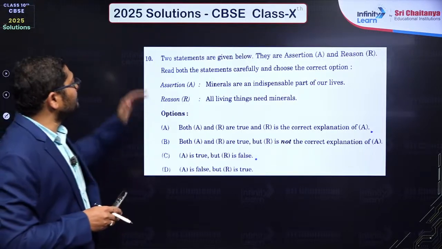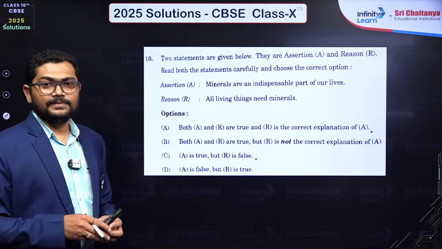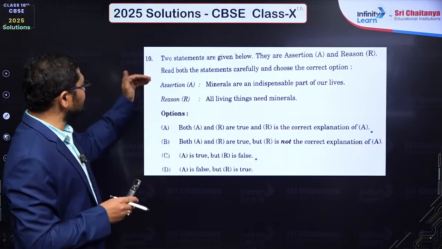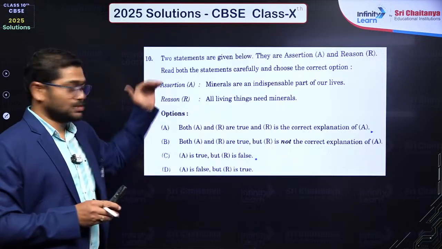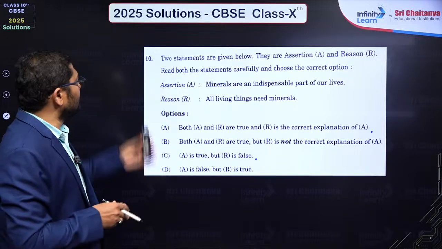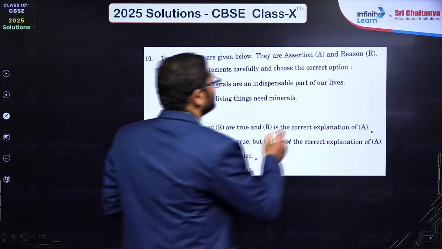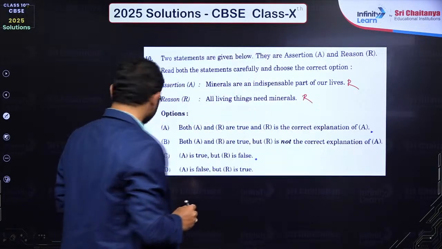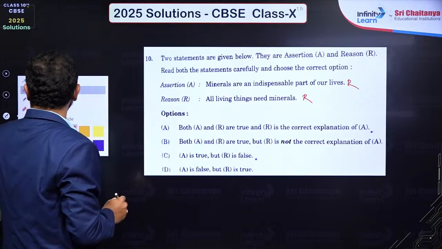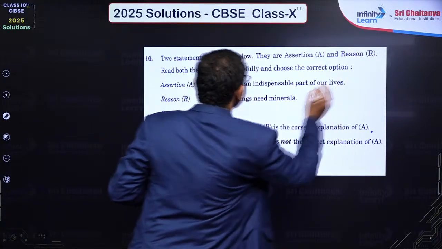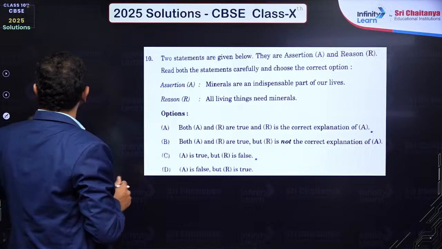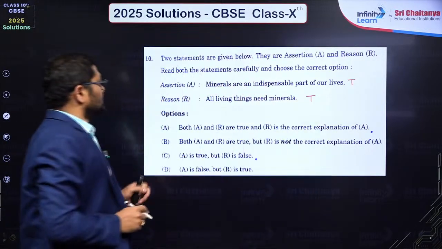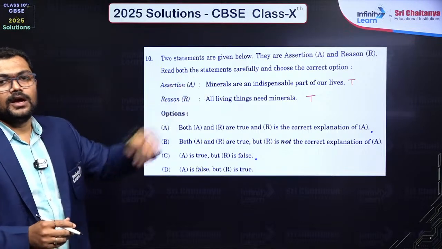Whenever we are solving assertion and reason questions, we normally look at the accuracy of the statements, whether the given statements are correct or not, true or false. For example, here the assertion is true and the reason is also true. So let's see how we decide whether the reason is the correct explanation of the assertion or not.